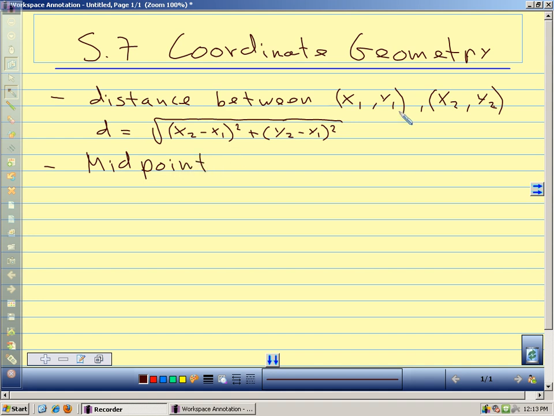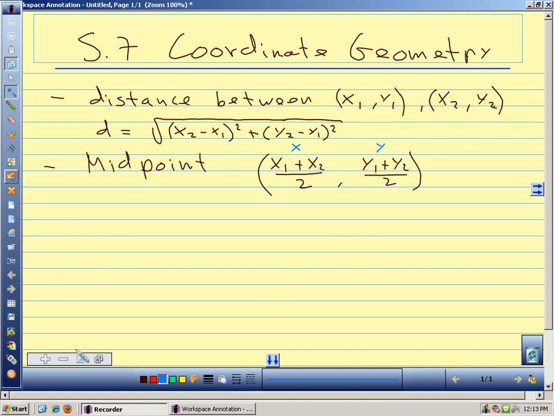So the midpoint between these 2 points is x1 plus x2 divided by 2, and that's my x-coordinate, and y1 plus y2 divided by 2, and that's my y-coordinate. And I'm just going to write up above here, that's x and that's y, so remember we're talking about a point, a coordinate. And our slope. We'll use slope in coordinate geometry also.